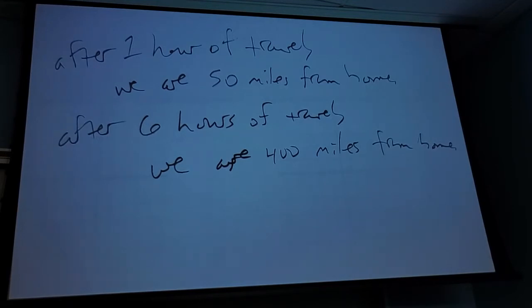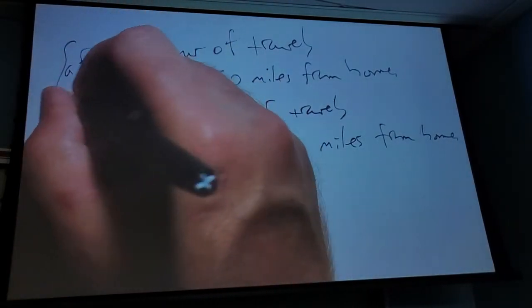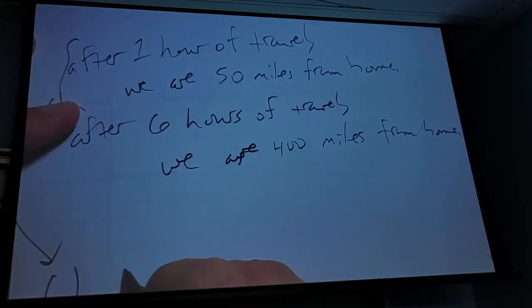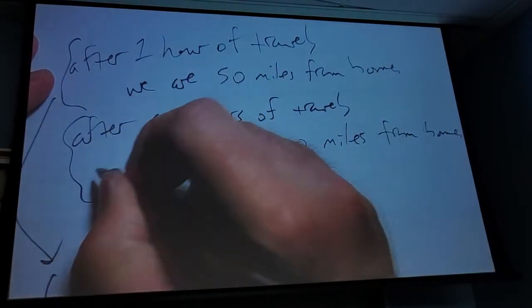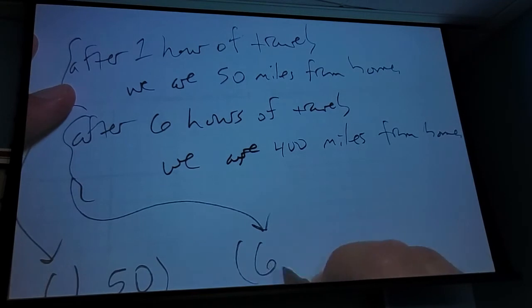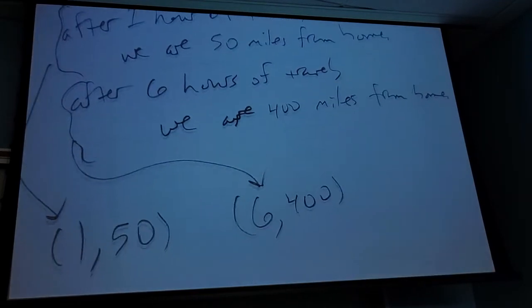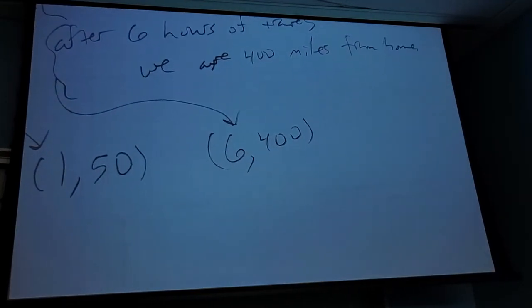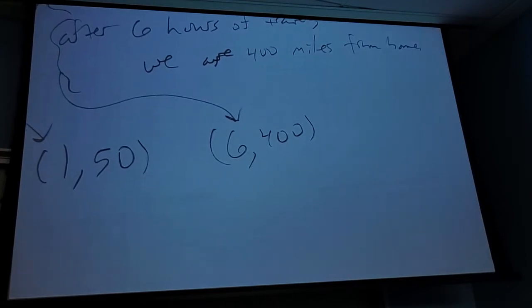After 1 hour of travel, we are 50 miles from home. After 6 hours of travel, we are 400 miles from home. What's our average speed? So how is this related to slope? Well, do you guys see 2 points up there? What are the 2 points? 1 hour of travel, 50 miles. 6 hours of travel, 400 miles. You with me?